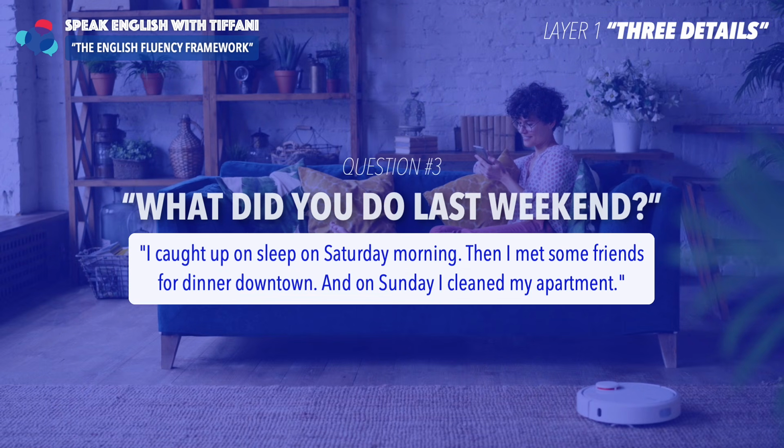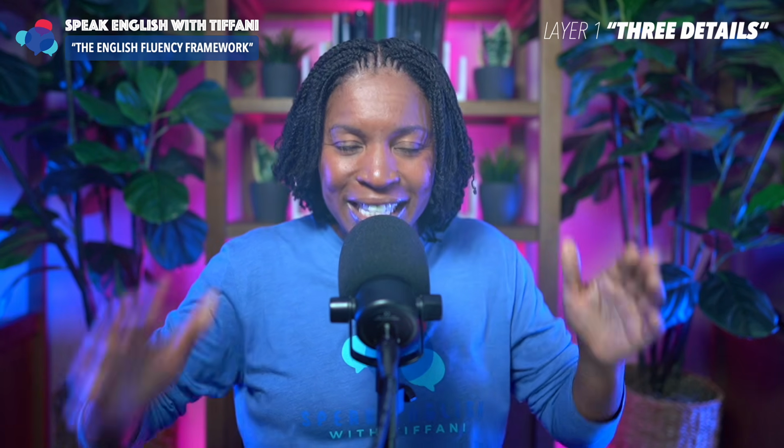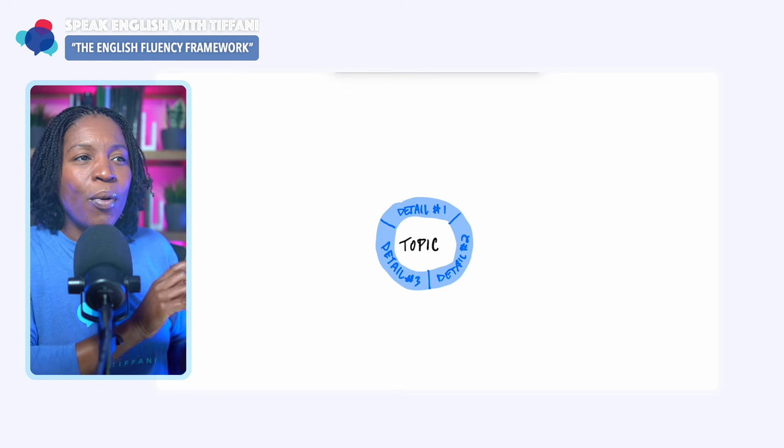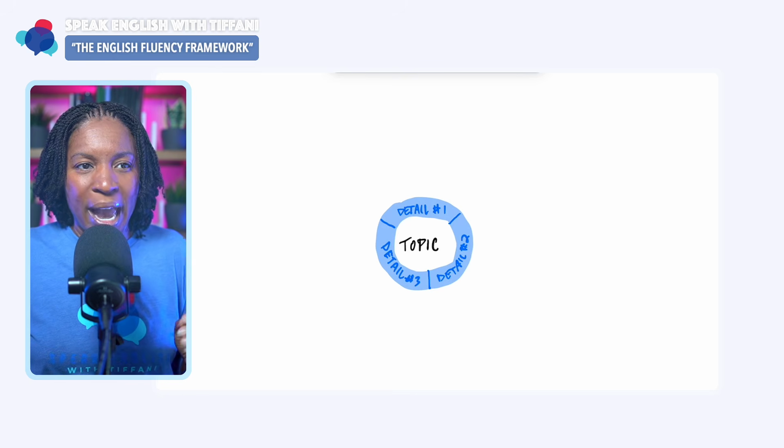What about question 3? What did you do last weekend? Answer, I caught up on sleep on Saturday morning. Detail 1. Then I met some friends for dinner downtown. Detail 2. And on Sunday, I cleaned my apartment. Detail number 3. It simply works. Answering the questions using layer number 1 of our FluencyPanion.